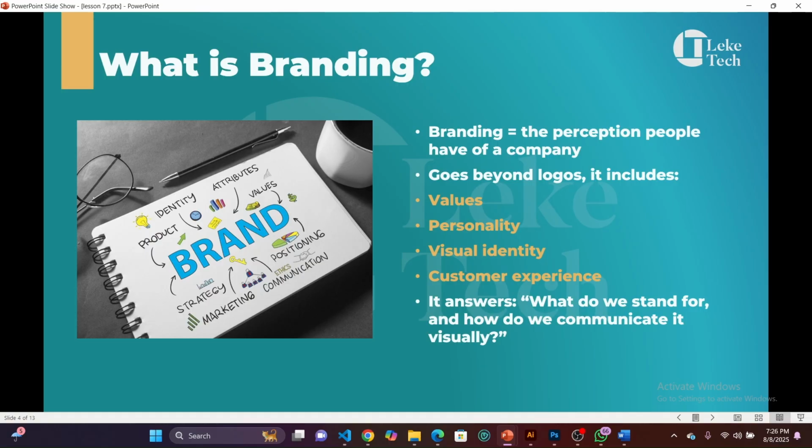Visual identity has to do with the colors, for example. The colors they use and the images they use have to do with the visual identity. The customer experience is also part of the branding. If you ask somebody about Orange in Cameroon, they might complain about the connection experience, that it might be bad.